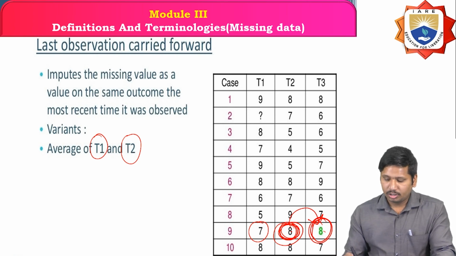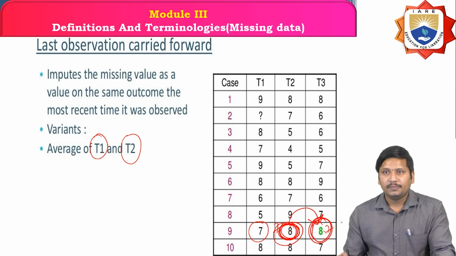So that is the last observation carried forward. That means whatever the last observation observed is, 8, I have to fill with 8. Suppose here we have 7, then I have to fill with 7. That is the last observation carried forward method.